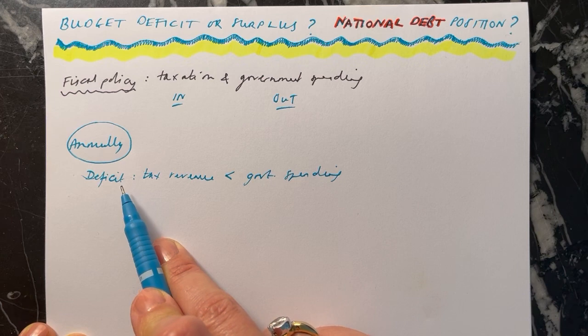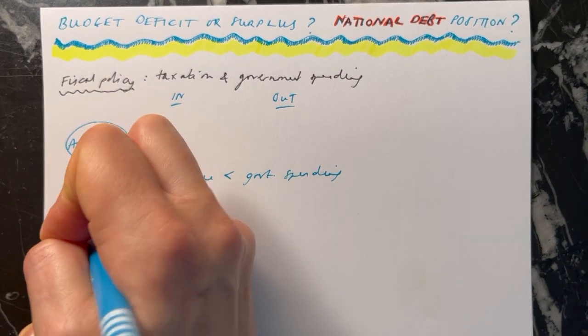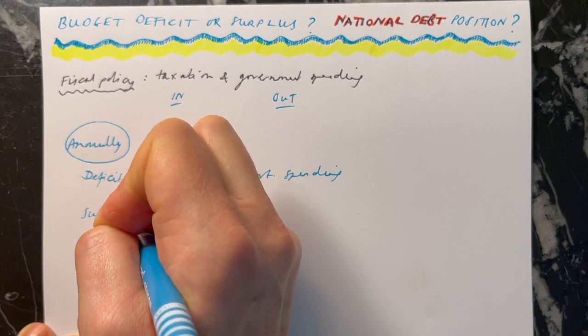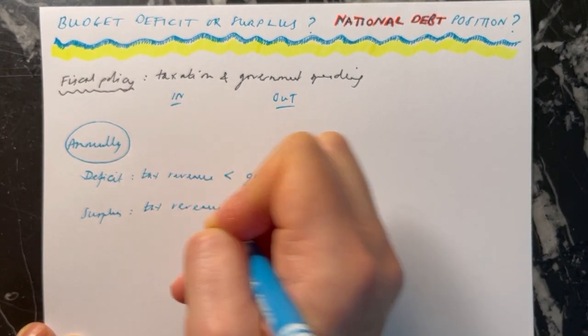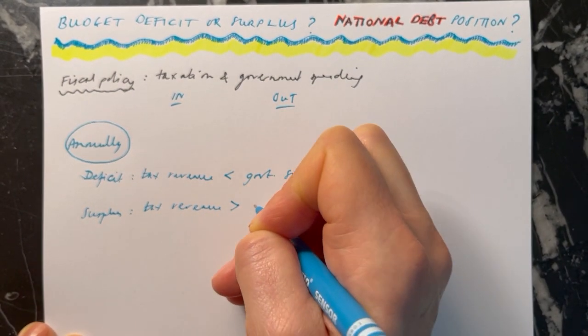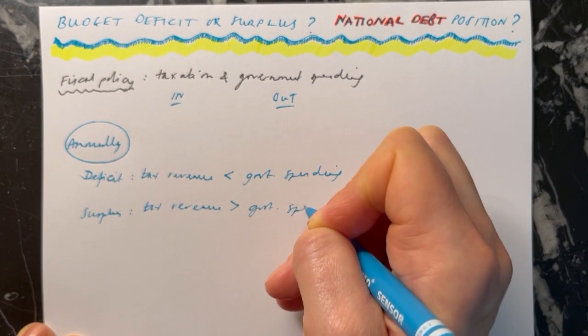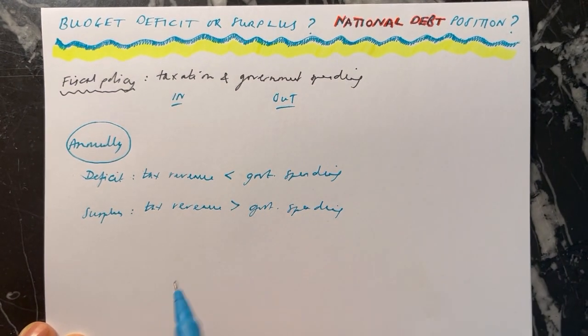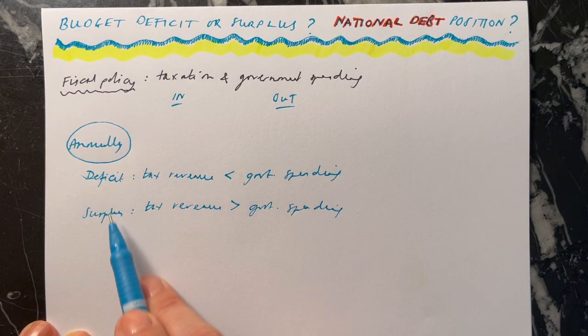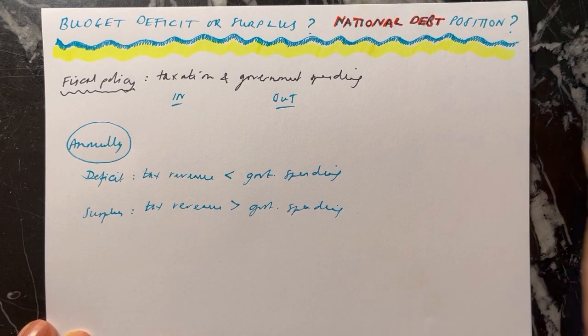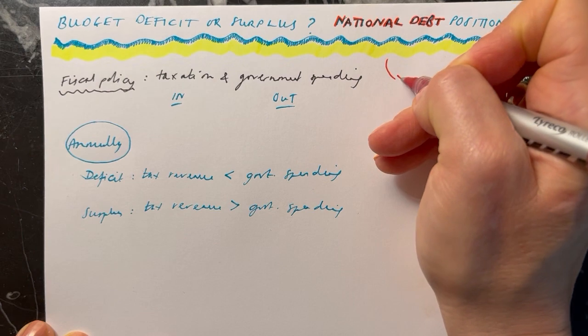If, however, you have a surplus in an economy, this means that the amount of tax revenue that you're collecting in is more than the amount that the government are spending in that year. So for any economy at any time, you can look to see if they've got a budget deficit or a budget surplus. We then have something different, which is the national debt.